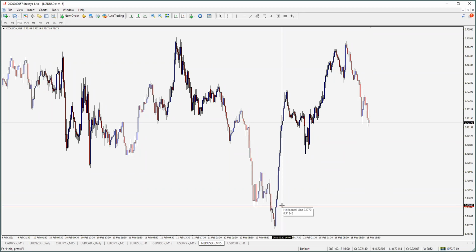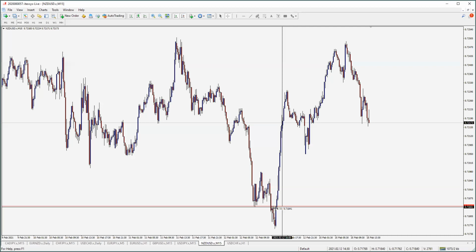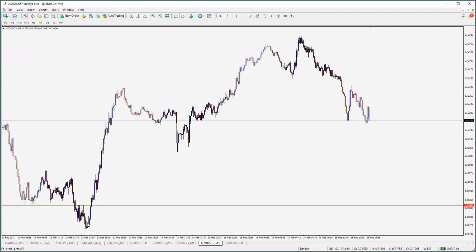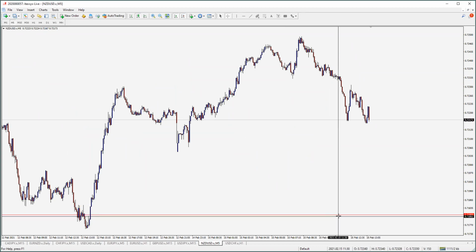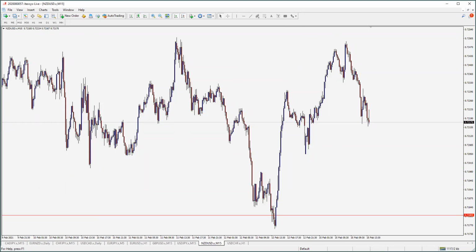So anyway, I would take the risk at this level below only if I was a scalper, intraday trader, short term. Maybe here even. Okay, I would take the risk here, but very carefully, and I would move my stop loss very fast. I do believe that we will get some reaction at this level if the price reaches there. So that's for the Kiwi against the dollar.